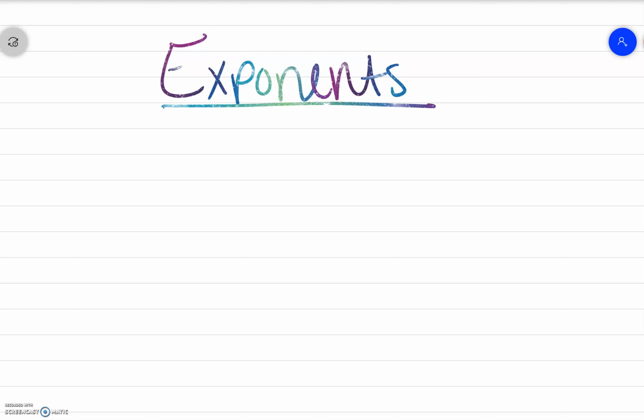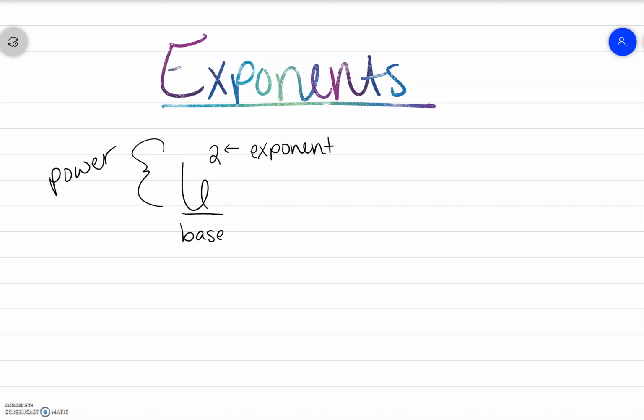Hello, mathematicians. Today we are going to be talking about exponents. What are exponents and what do they do? Well, if we have a number that looks like this, this little number is the exponent. This number is called the base. And the whole thing is called a power.